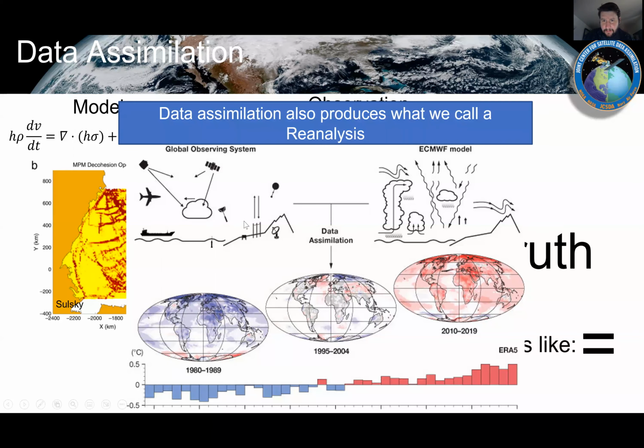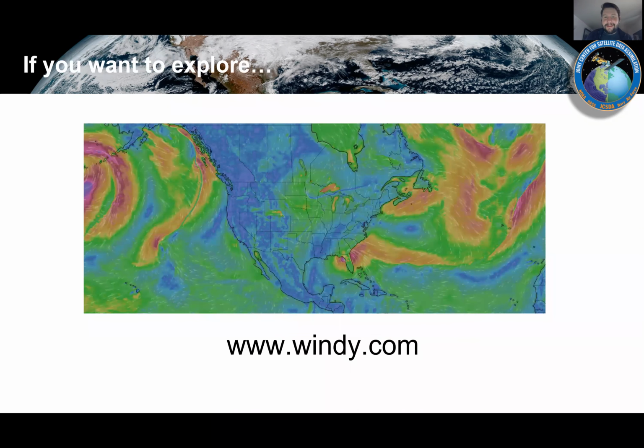And this is an example of a reanalysis done by ECMWF that generally shows increasing temperatures over time globally and what those anomalies might look like. And it's a combination of those models and the data that's available. Okay, so that's a very brief introduction to what data assimilation is.